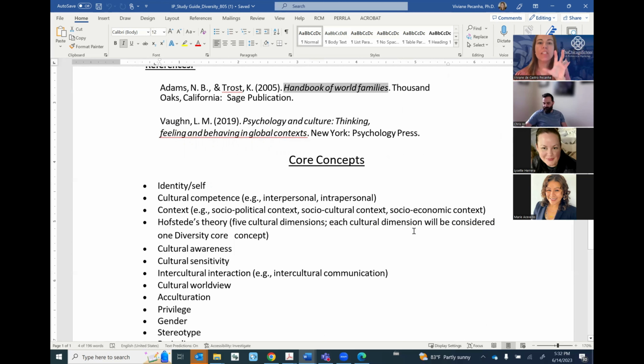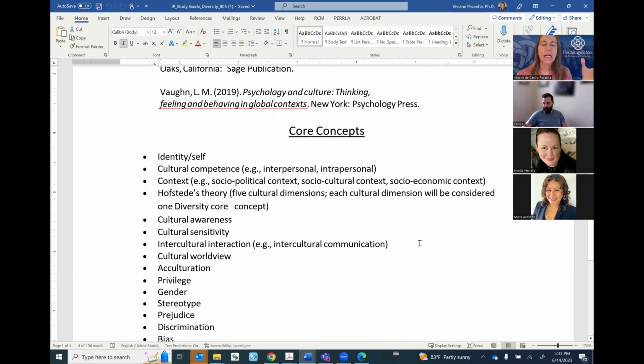So these are the major concepts that you may need to discuss, apply, evaluate, compare, and contrast in the scenarios.